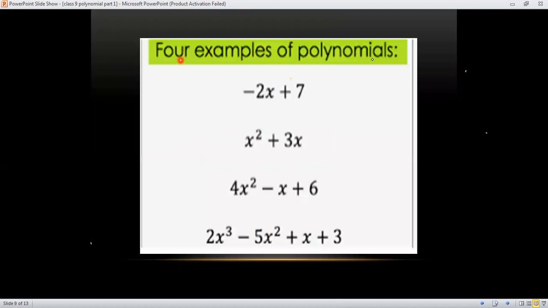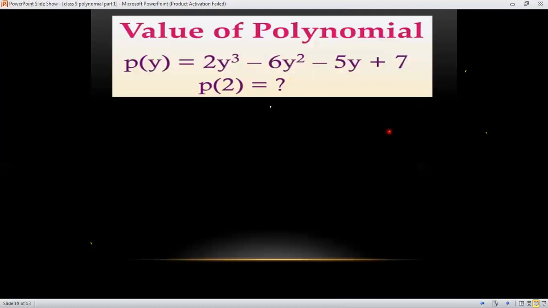These are examples of polynomial. Whether it has degree 1, degree 2 or 3, each expression we will call a polynomial. Or even if it has more than 1 variable, at that time also we will call it a polynomial. Now how do we find the value of a polynomial?